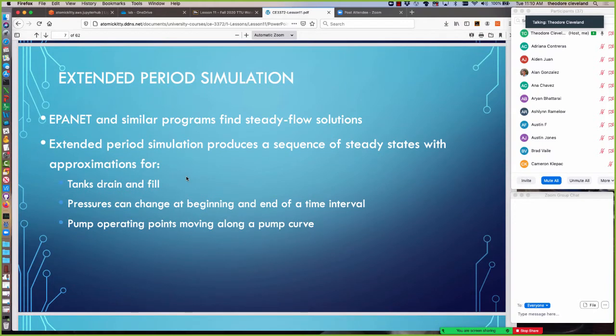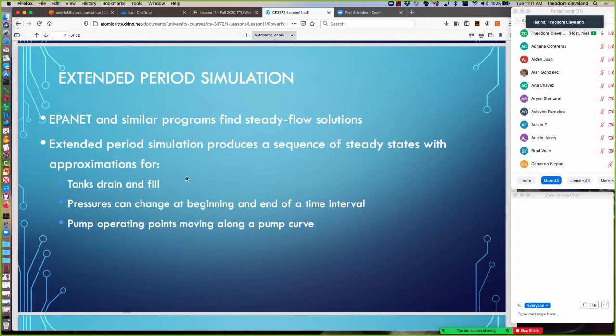Moving into the extended period simulation concept, these programs are designed to find steady flow solutions only. So truly dynamic hydraulic simulation for a pressurized system is actually computationally challenging. And in general, there's very few free programs that can handle that because there's a significant wave equation component that occurs if we properly keep track of changes in flow. However, over many years, it's been discovered that a concept called extended period simulation, which produces a sequence of steady states, is a reasonably good approximation for things like water distribution systems.